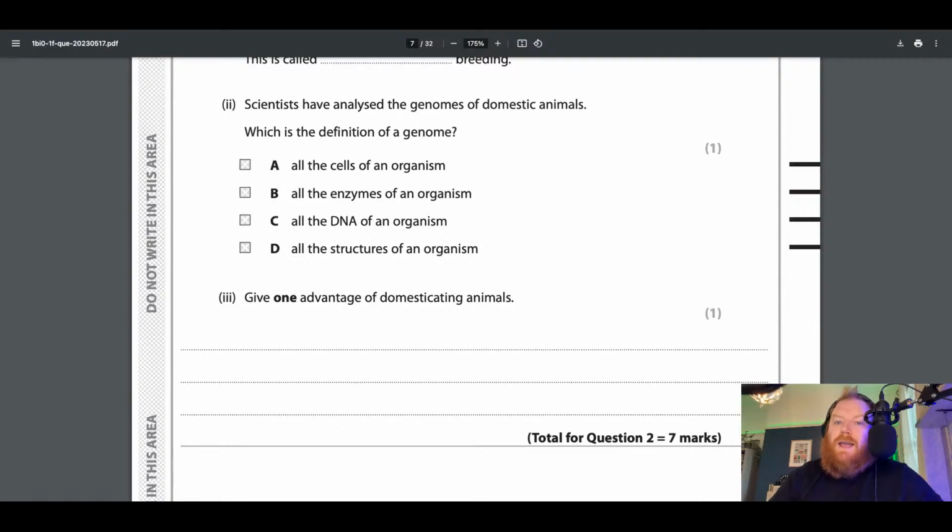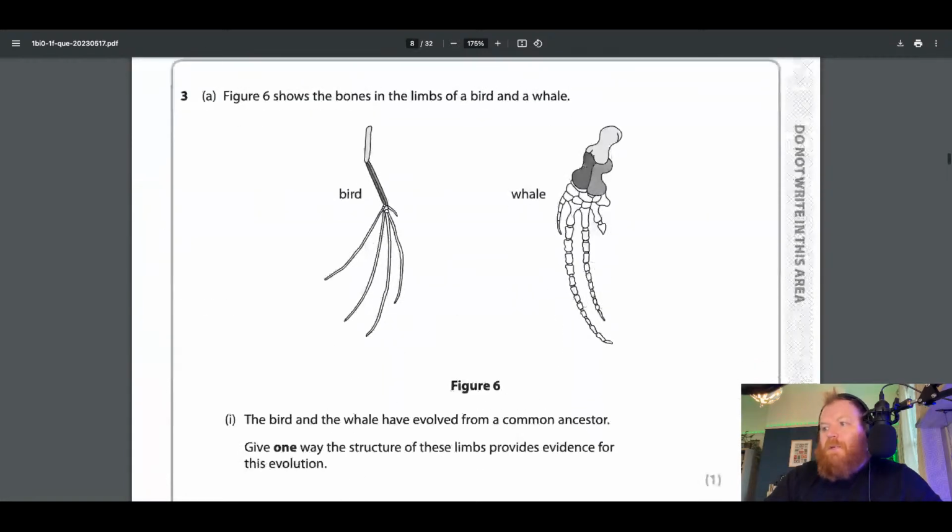When we look at the domestication of farm animals and how we've ended up breeding them so that we continually have, for example, cows and things like that. That is one of the ways that we would be actually getting food security, and that would be an advantage of domesticating animals. Moving us on to the next question.